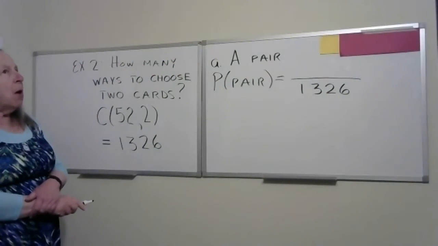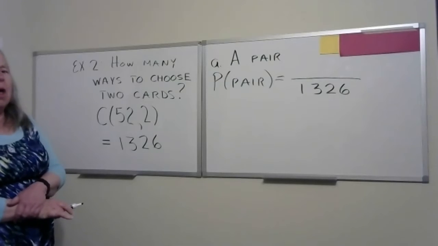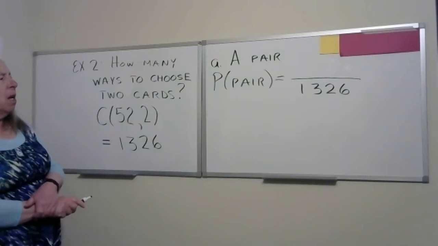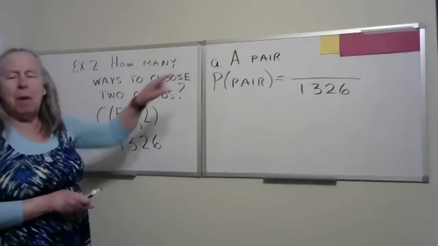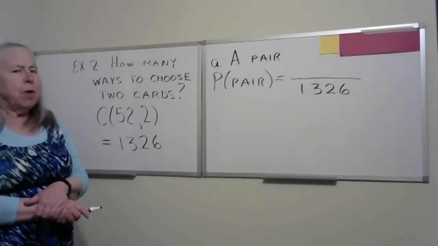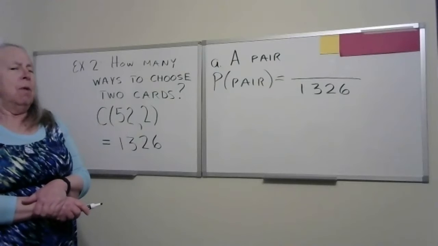We have 1,326. Now we did a pair back when we did poker hands. So the first thing we have to choose, Ashley, when we did that... Back when we were doing poker hands, we talked about choosing a pair. When we chose a pair, what was the first thing that we chose? Do you remember?